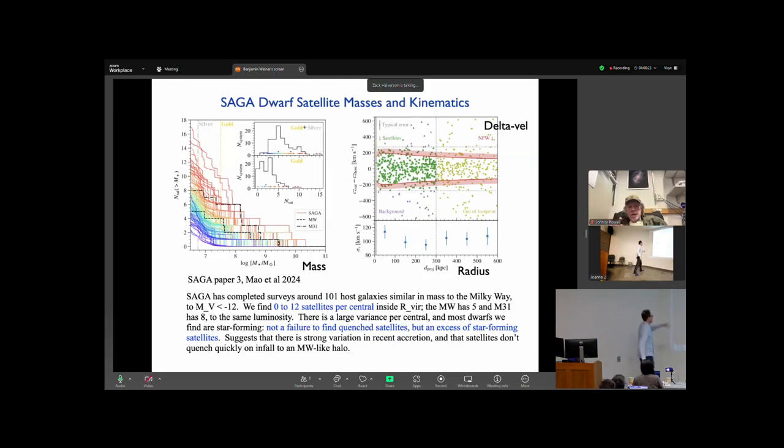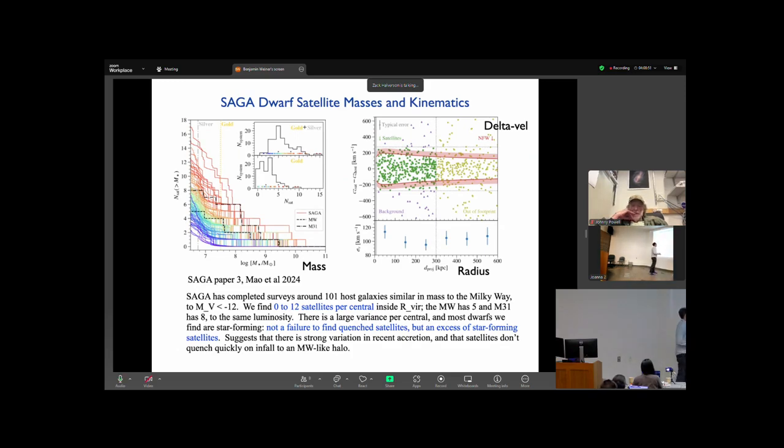So I won't go over this in incredible detail, but the left plot shows the mass functions. Each line here is the mass function of satellites of a host. There are 100 lines on the plot, and there is a lot of scatter. The average number is more or less as expected. There's a bunch of things you can say about this, like the mass of the most massive satellite related to the number of satellites, and so on and so forth.